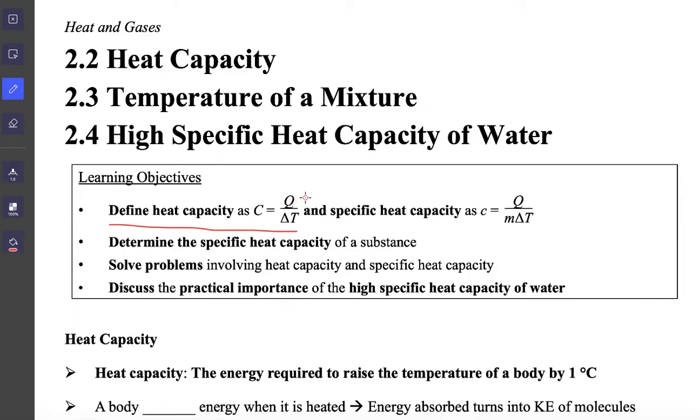And to align with the textbook, we would use E as the symbol for energy because you know that heat is energy. And in these notes, we will use E as the symbol for energy.